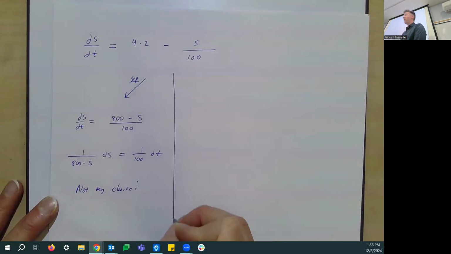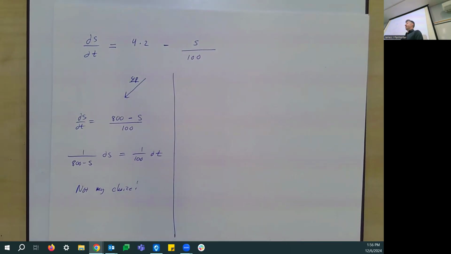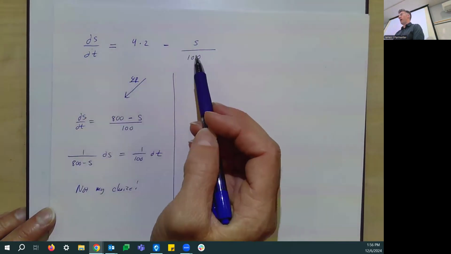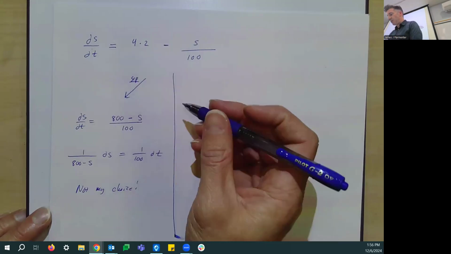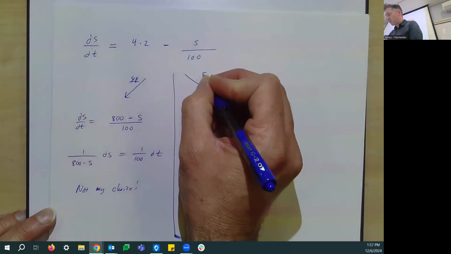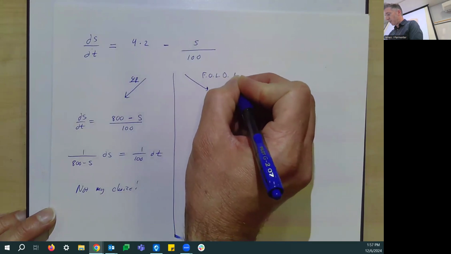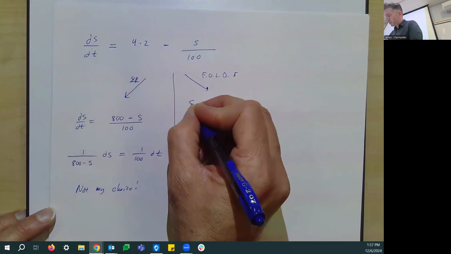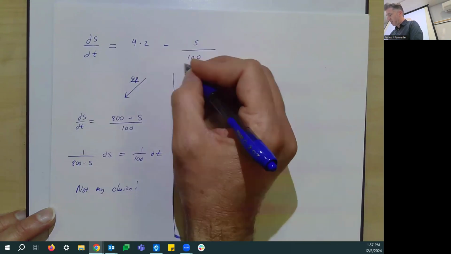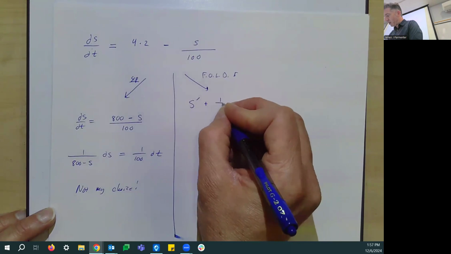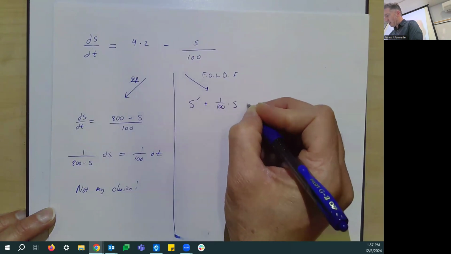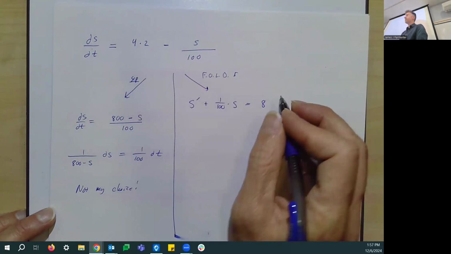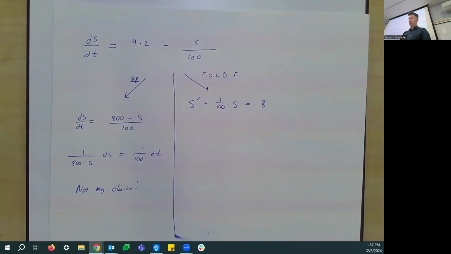Instead, I would recommend, especially because it's already written in a way that's making you think first order linear, right? You've got your derivative and something times your s and your other thing. So I would really go first order linear here and say, great, I'm going to write this as ds/dt, or s prime if you prefer, either way, plus this part, which is 1 over 100 times s, equal to 8. Great, I've written it in the usual way.